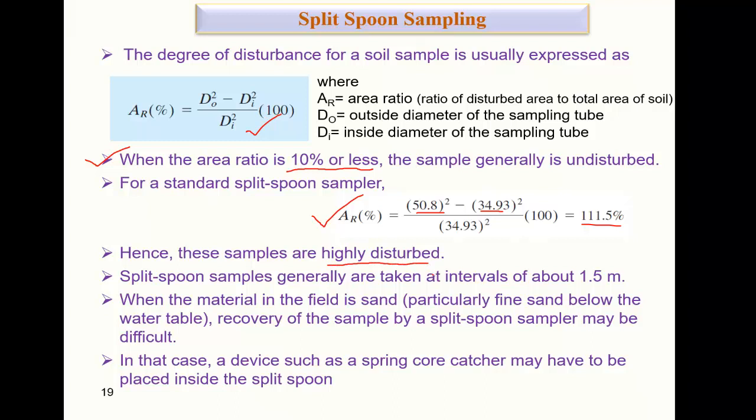So you can see this is highly disturbed. Split spoon samplers are generally taken at intervals of about 1.5 meters. Normally at 1.5 meter intervals we take the sample, but it is up to you. It's a general recommendation. If you find the soil is very uniform with respect to depth, you can increase this.